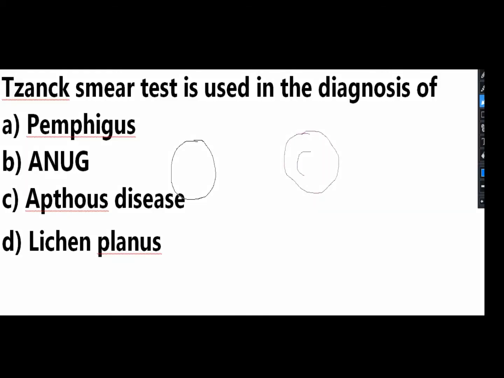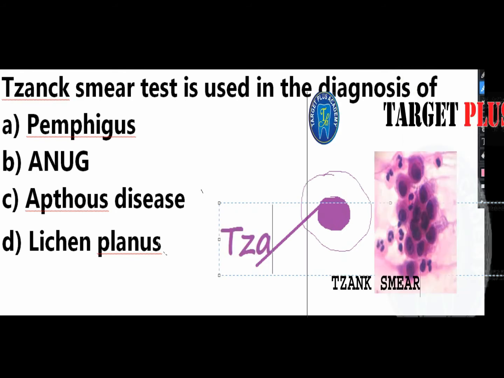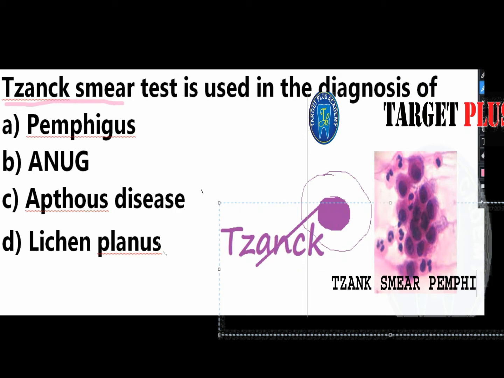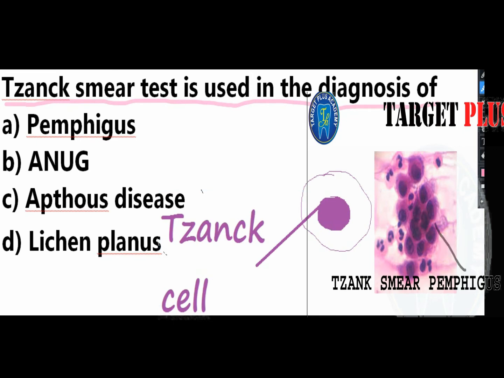Now let us discuss the MCQ. The first MCQ is: Zinc smear test is used in the diagnosis of. Now what is this Zinc smear test? We discussed that Zinc smear is seen in an exfoliative cytologic preparation. So the feature of pemphigus vulgaris can be diagnosed based on identification of these round cells.